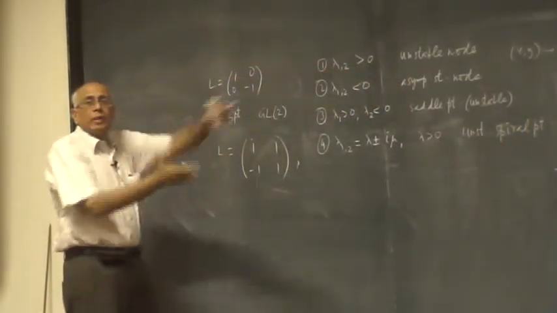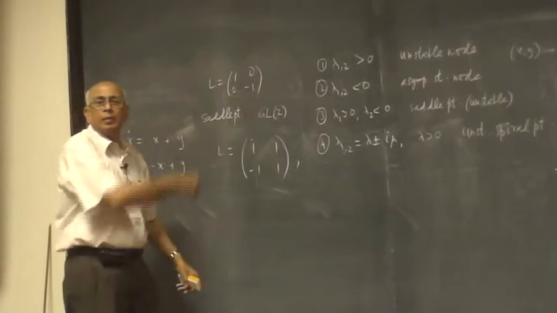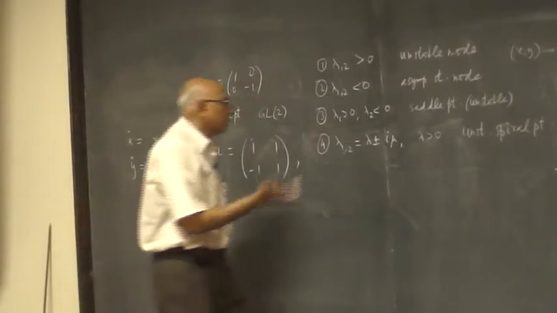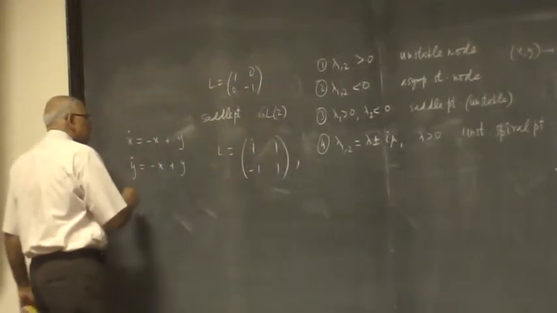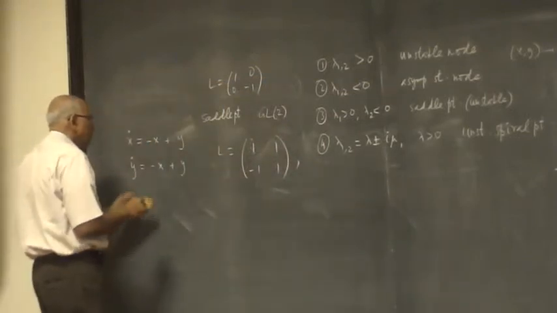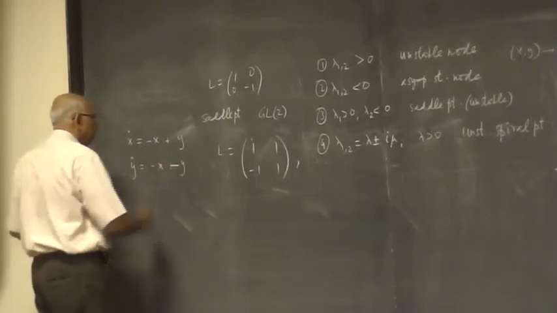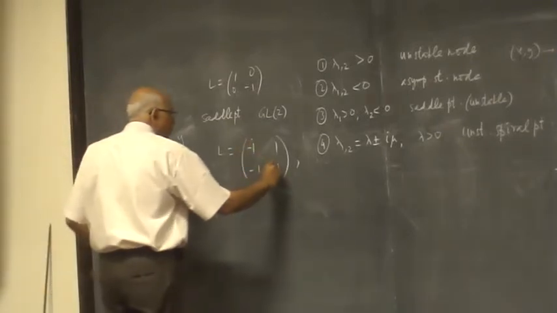And the spiral could of course be distorted. You can now twist the axes and then it becomes like an elliptic spiral of some crazy kind, but it's still unstable. Had this been minus and minus, then you get a minus 1 and a minus 1.